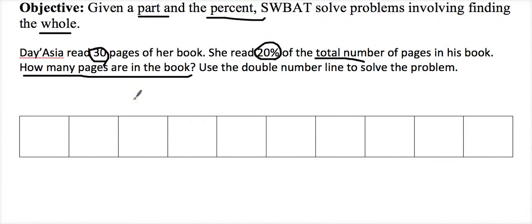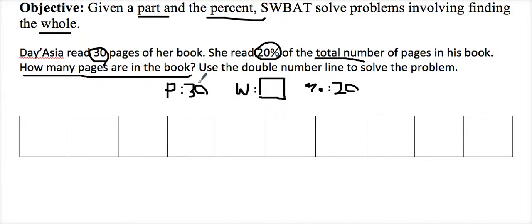Now, whenever you see a percent problem, I want you to go ahead and write three things. P for part, W for whole, and then the percent sign for percent. In this problem, what is our percent? Right, it's 20. What is our part? 30. What is our whole? We don't know yet, so we're going to put a box right there.